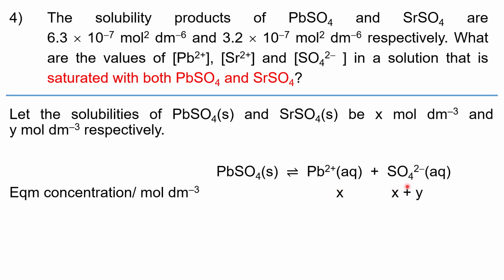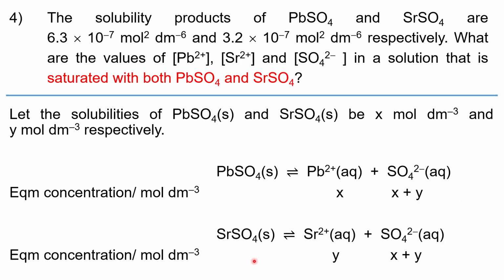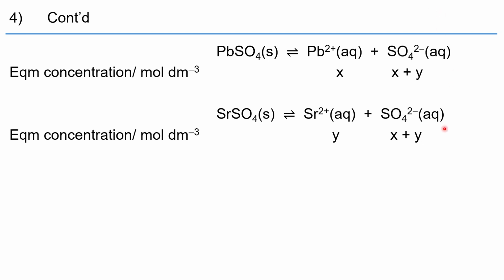For your sulfate here, take note, it will be x plus y. Why is there the additional plus y here? Because for your sulfate, there are two sources of sulfate. One is from the lead, the other is from the strontium. So the sulfate content must come from both, and that's why I need to add the two of them together. The same idea goes for your strontium sulfate. At equilibrium, the strontium concentration will just have a value of y, but the sulfate here will be x plus y as well. Now, carrying on from this step, what will happen? This is the equilibrium concentration that we established in the previous slide.